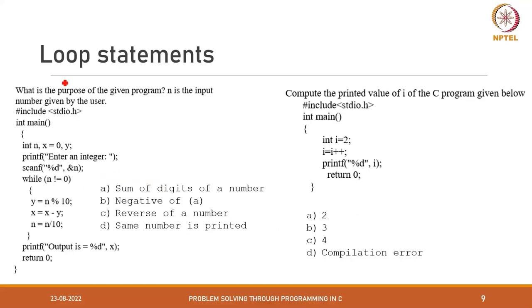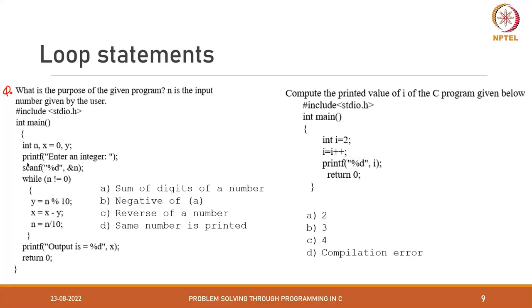So we have two questions here. The first is we have a complete code here. We have variable n, x, and y. These are three integer variables. We are asking the user for an integer input, and the user has inputted some n, and then we are doing some kind of a computation here, and we are printing something.